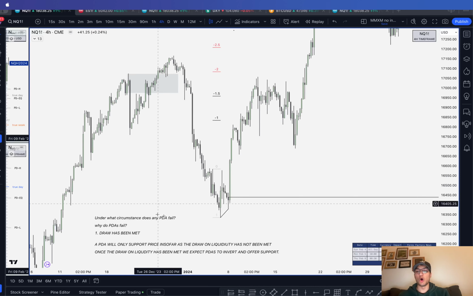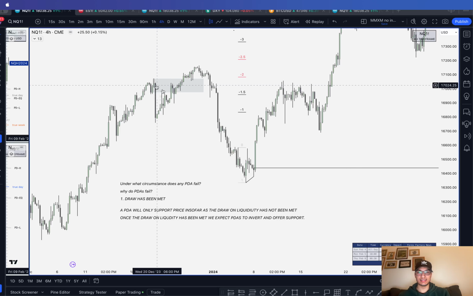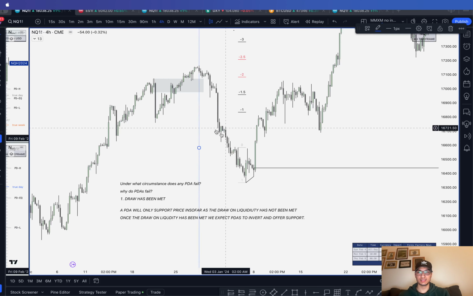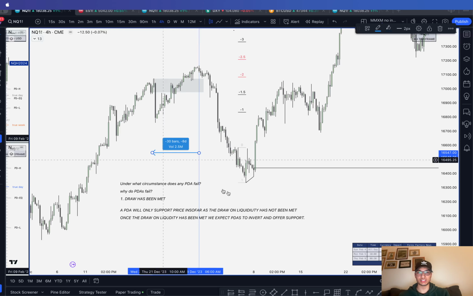A PDA array will always fail when the draw on liquidity has been met, because the draw on liquidity is the time-based system which price delivers to. Again, I could tell you right now, let's say this is the high in the market. What time chart is this? 4 hour. If they look back 3 weeks, 30 days, where is the most obvious swing low in the past 30 days? That giant fat one, this one.